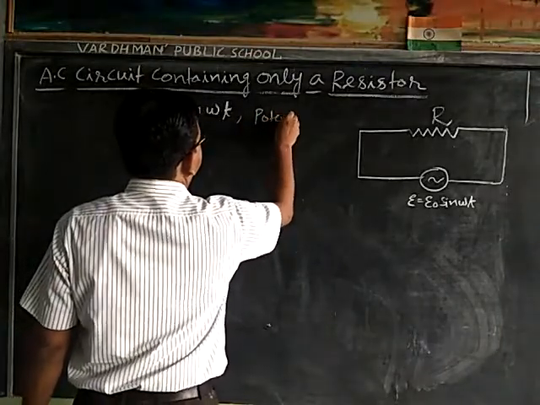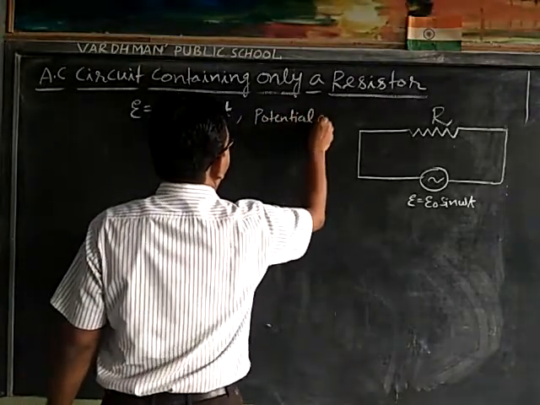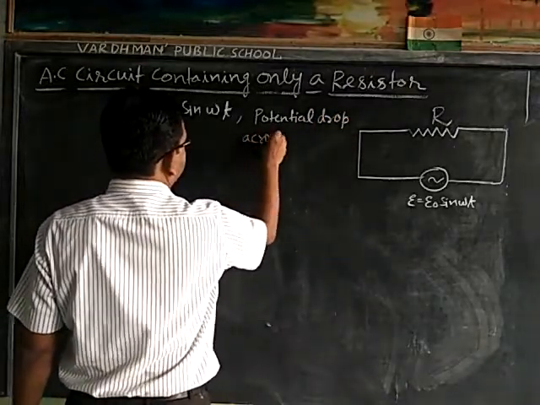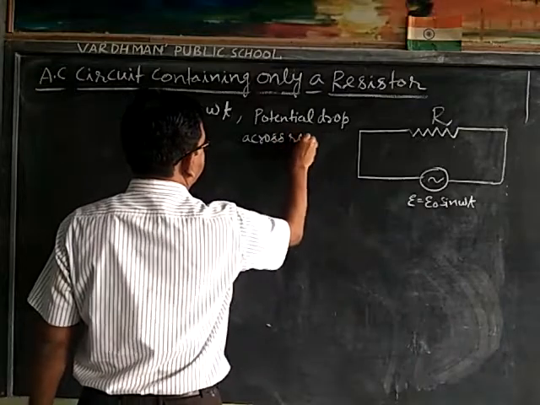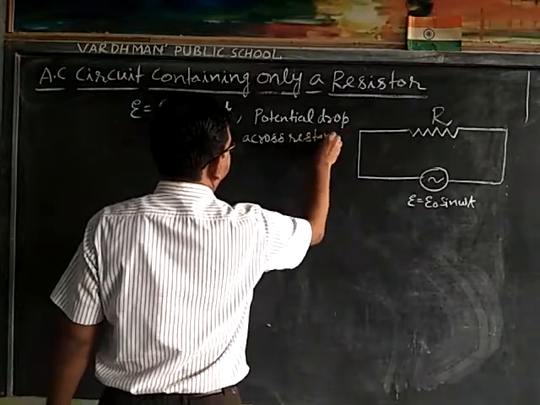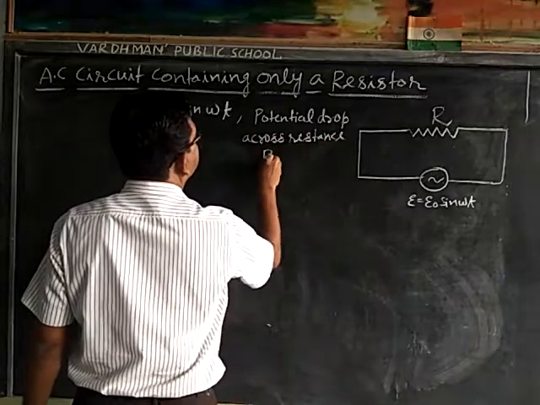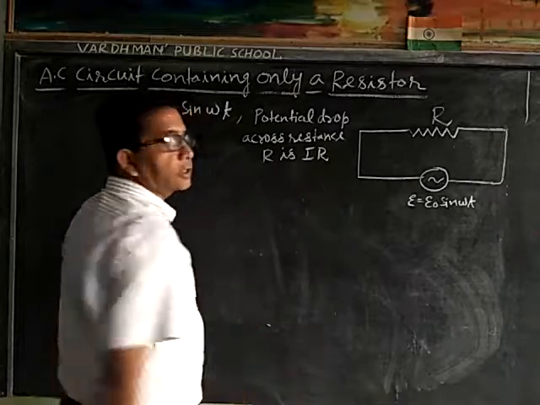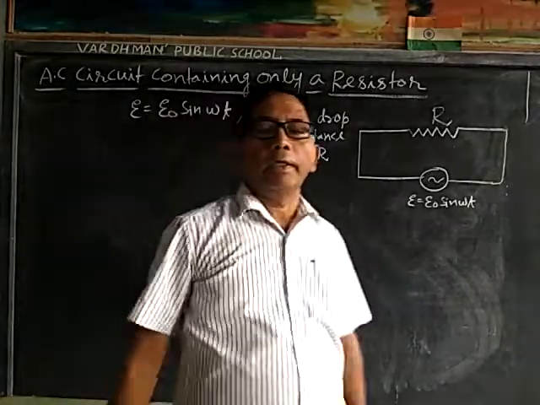Potential drop across the resistance R is IR. Potential drop across the resistance R will be IR.